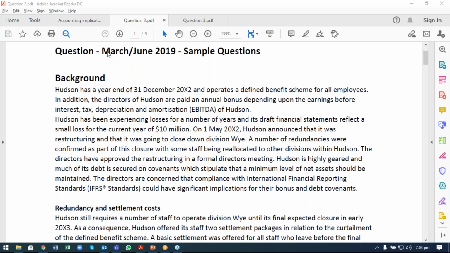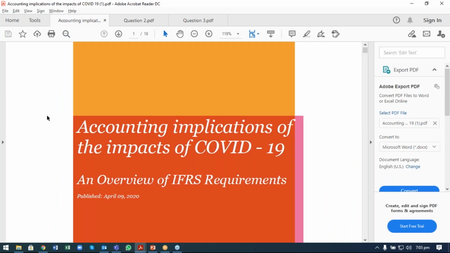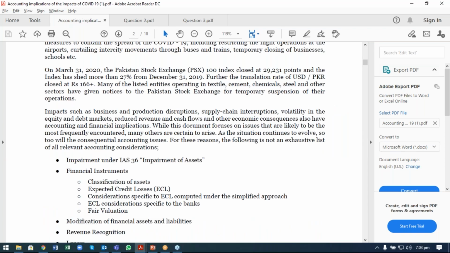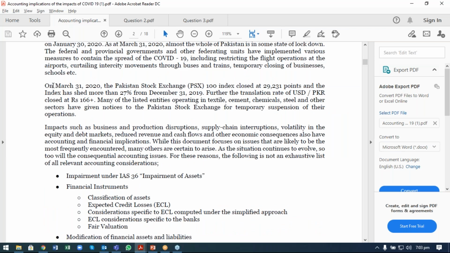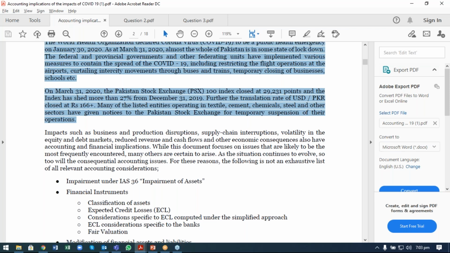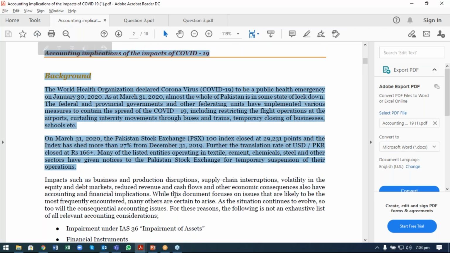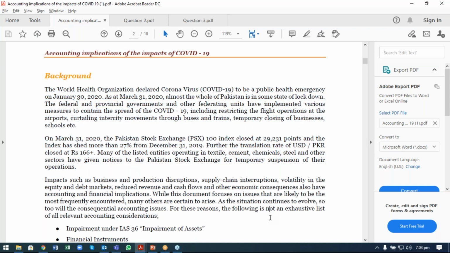COVID-19 implications. Just a short brief about the accounting implications of the impact of COVID-19. This is basically a document provided by PwC. I'm excluding the specific impact on the local economy of the country I belong to, but I'm looking into how COVID-19 is actually impacting businesses globally.